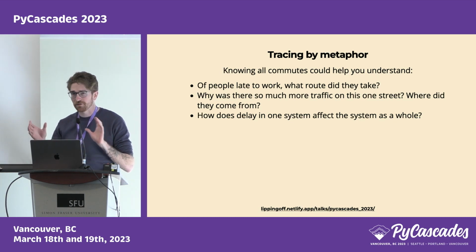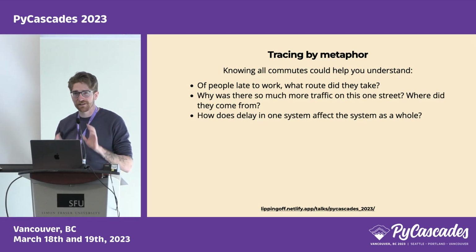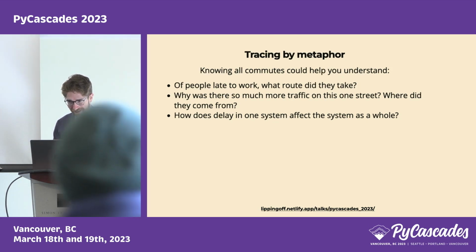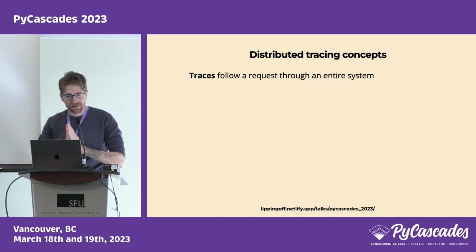Is it one-to-one, a minute added on the bus line adds a minute on the train line, or is it exponential or some other different linear effect? This is where distributed tracing comes in handy. So there's the metaphor. Let's talk actual concepts.